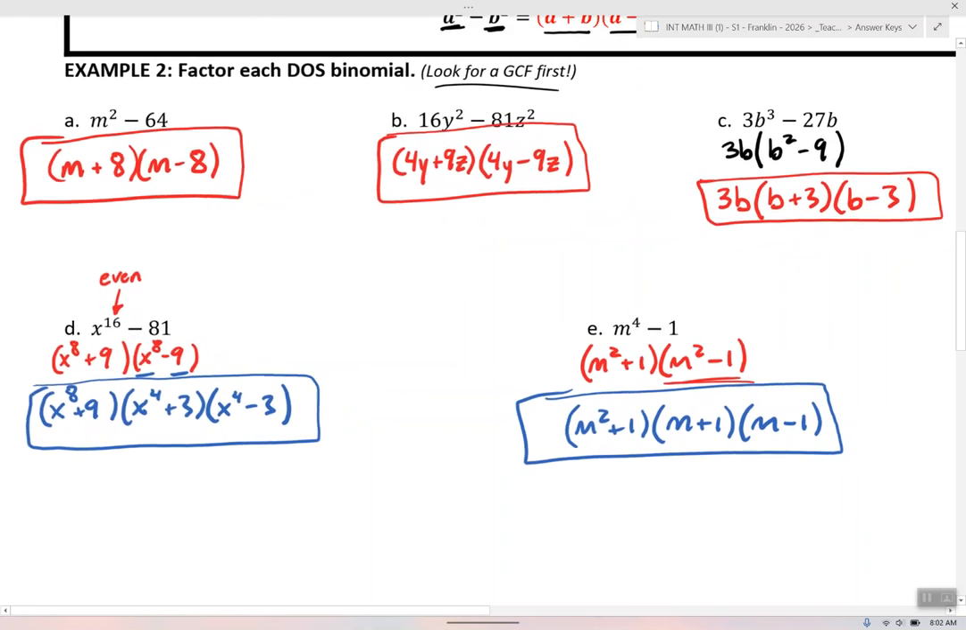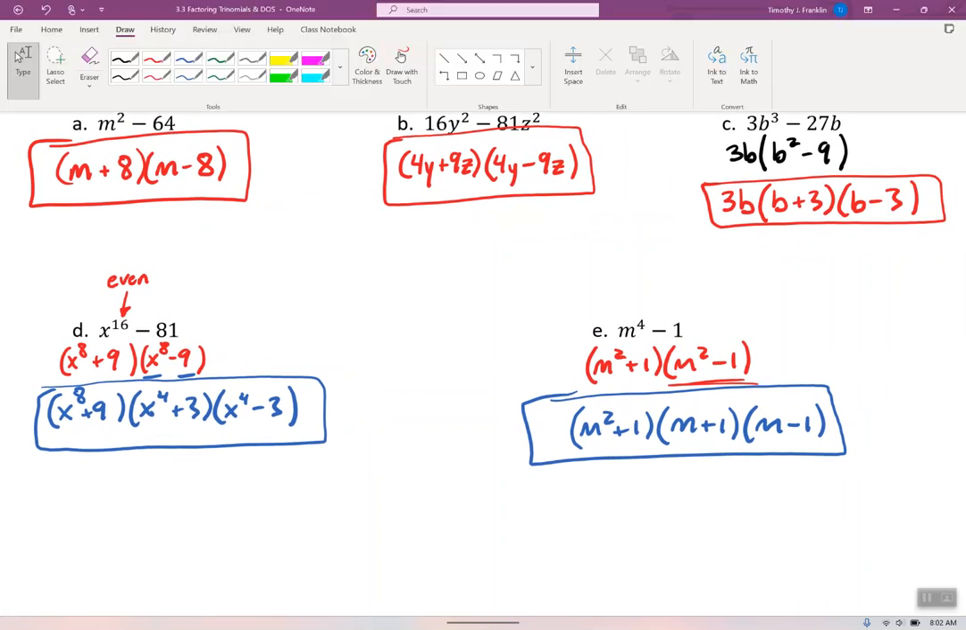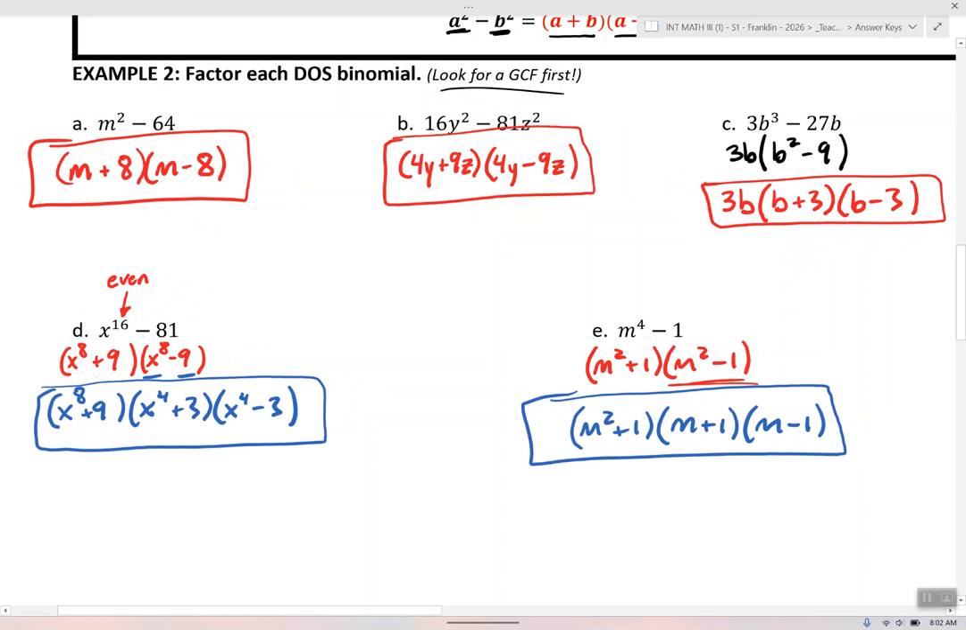One more thing to notice is how the degrees can help you predict how many factors you get. So here we have m squared, and I have 2 factors, m plus 8, m minus 8. Here we have squared, squared, just 2 factors. Here we had a cubed. So what that means is we're going to have 3 b to the firsts in there. b times b times b, b to the 3rd. It won't always work out perfectly.